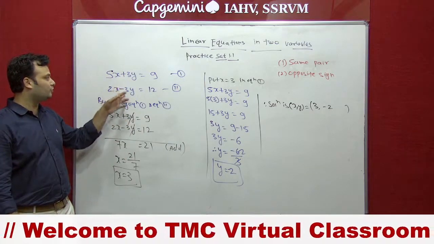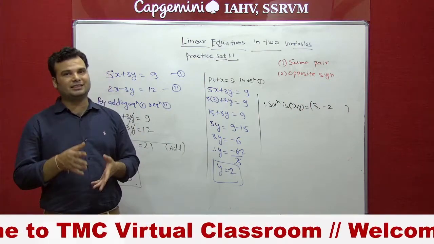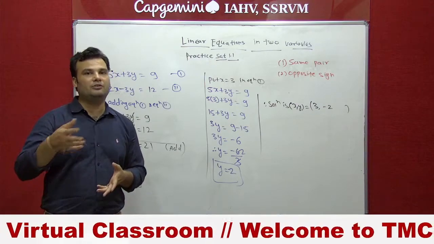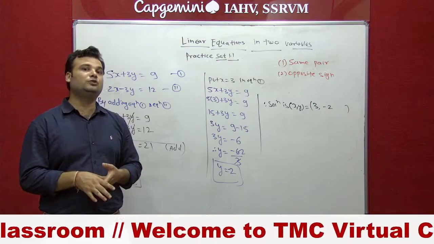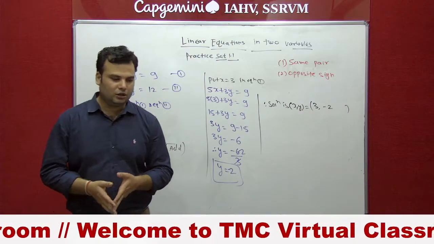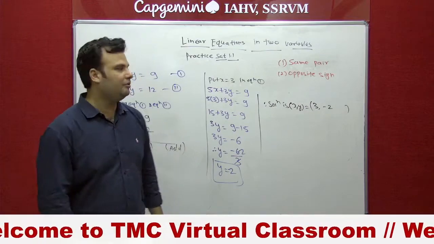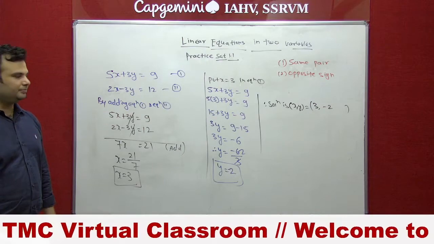So you can see there is also opposite sign, but in some sums you will not get opposite sign, you will get same sign, then we have to convert into opposite sign, and you also have to convert into same pair by multiplying the equation. So we'll see all these things in the next part of this chapter. So let's start. If you want to take a screenshot you can take, then we can proceed with the next sum.